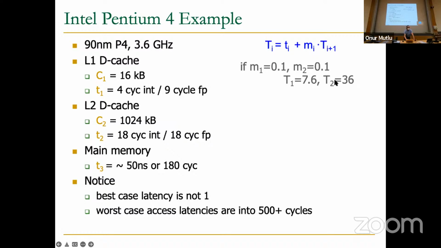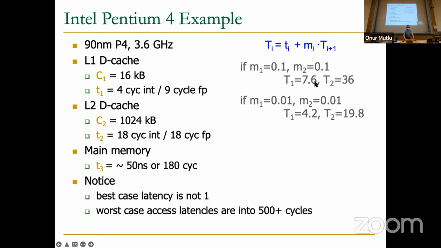That's 36. Now, you plug this into the large T1's equation. So large T1 equals small t1, which is 4, plus 10% times 36. That's 4 plus 3.6, so 7.6. So even with 90% hit rate on both levels, you get 7.6 cycles, which is not close to 4 cycles, as you can see. It's almost double, actually.